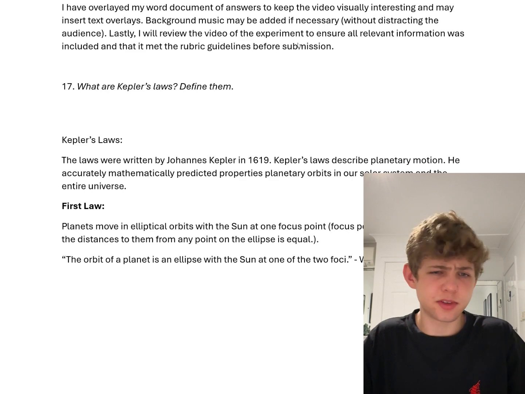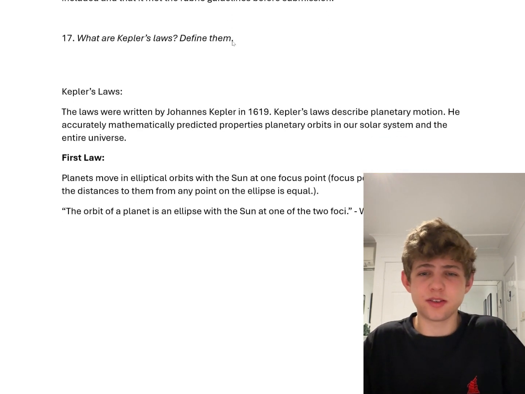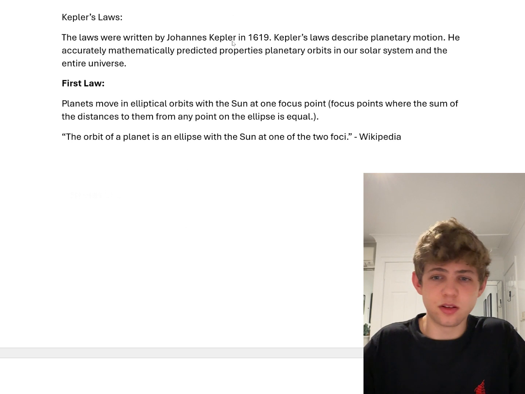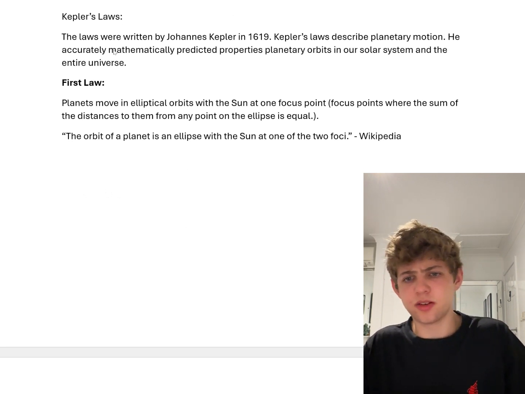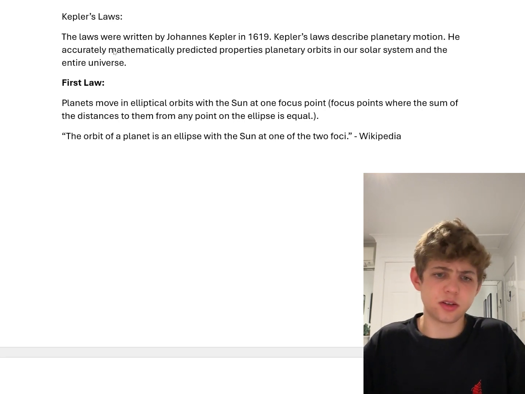Now lastly, Kepler's laws. They were written by Johannes Kepler in 1619. The laws describe planetary motion. He accurately predicted properties of planetary orbits in the solar system and the entire universe.